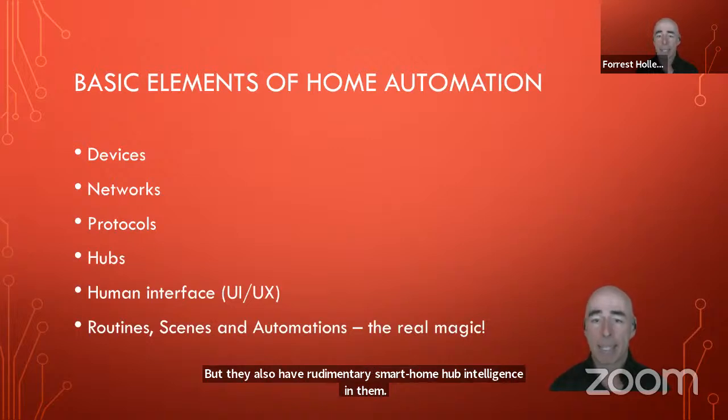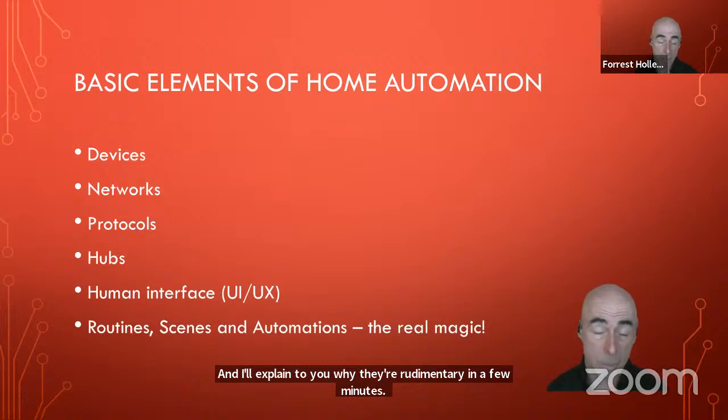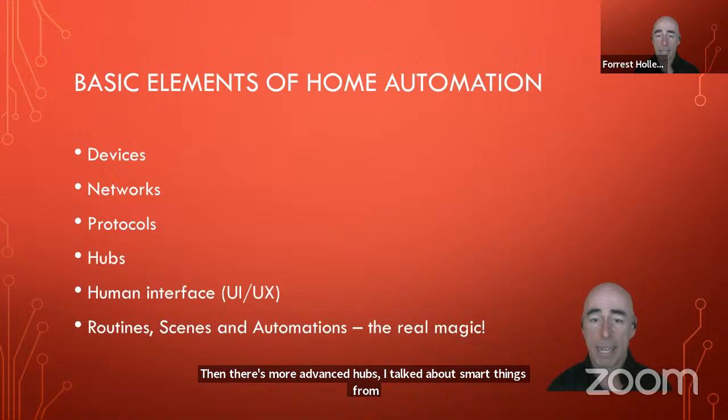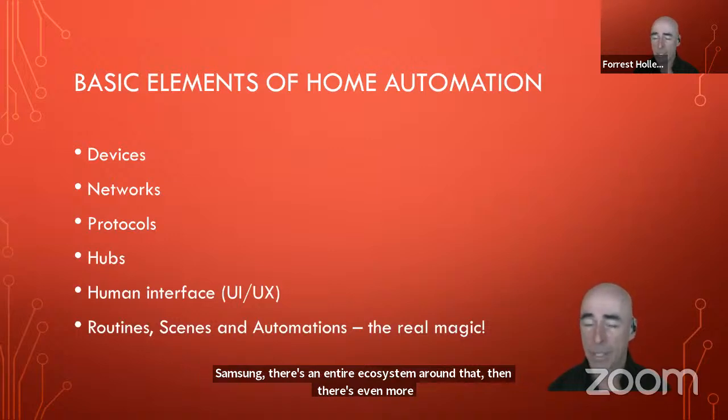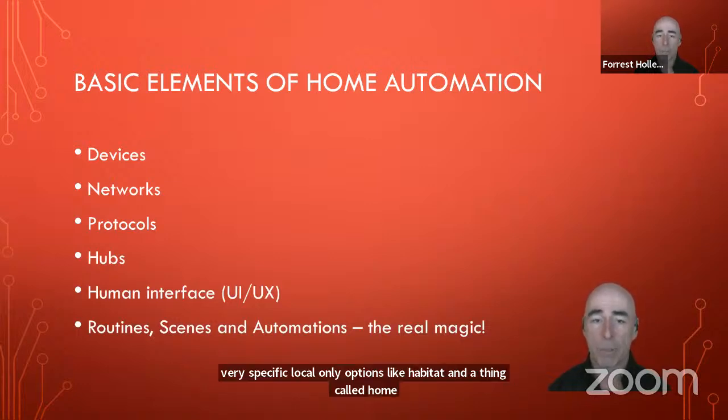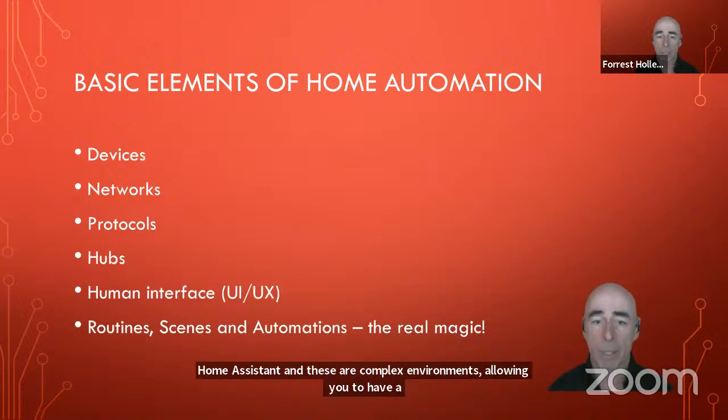Then there's some more advanced hubs. So I talked about some smart things from Samsung. There's an entire ecosystem around that. Then there's some even more very specific local only options like Habitat, and there's a thing called Home Assistant. And these are really complex environments that allow you to have a fine degree of control over the smart home environments and things we can do.